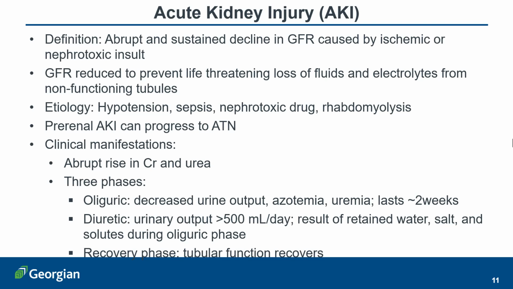So from the oliguric phase it progresses to the diuretic phase, and then you go into the recovery phase, whereby everything goes sort of back to normal. So the tubular function recovers and urine output goes back to whatever the normal levels are for that individual.